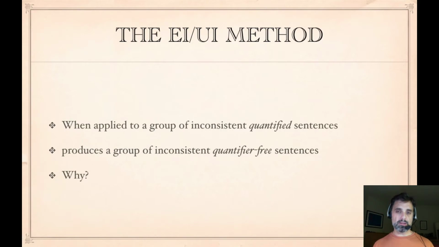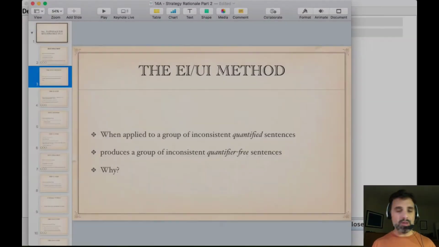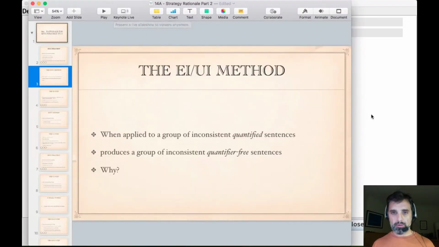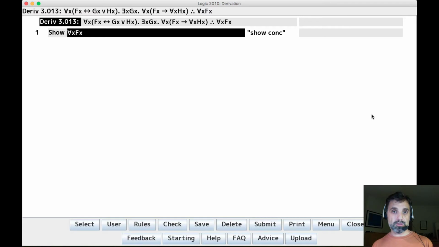The question we were asking is, this relies on the idea that you start off with a set of inconsistent sentences that cannot all be true, that have quantifiers in them. Then you apply the EI+UI method, and in doing so, you get quantifier-free sentences. And the idea is that those quantifier-free sentences will also be inconsistent. Now, there's no guarantee that in general, using EI and UI in any old way will get you to inconsistent quantifier-free sentences. To illustrate that briefly, let's look at derivation 313.